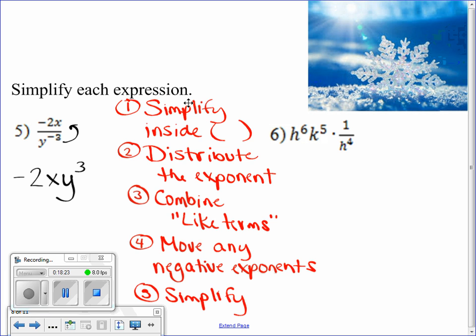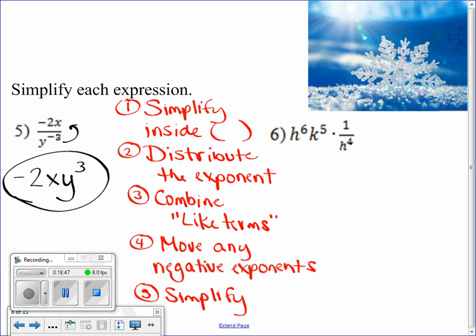Do I need to move the -2? No, it's not an exponent. Some people panic like, oh, it's negative, I got to move it. It's just a number, okay? Only the negative exponents do we have to move. And then anything to simplify? No. We want a whole page of those on our test, right? Yeah, that was it. I just had to move the negative exponent.